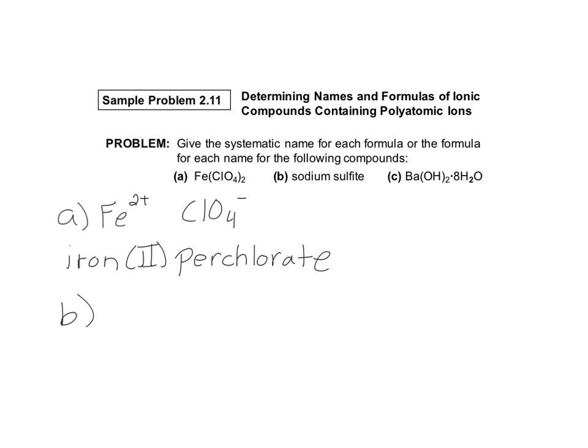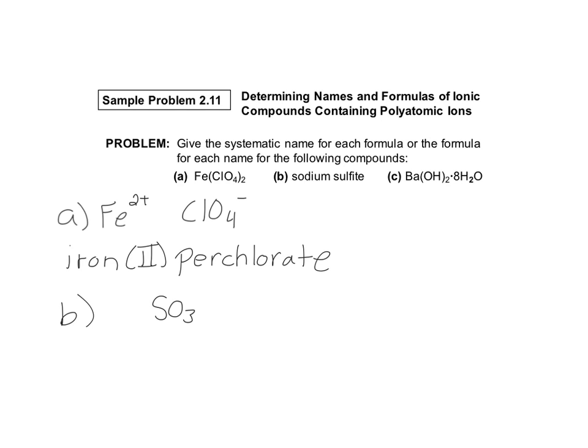All right, B says I have sodium sulfite. Now, sulfite, again, that's going to be one of those polyatomic ions. This is not sulfide, right? It's not sulfur because that would get the IDE ending. This is sulfite. So it's going to be a polyatomic ion. If I look at that table, sulfite is SO3 with a 2- charge.